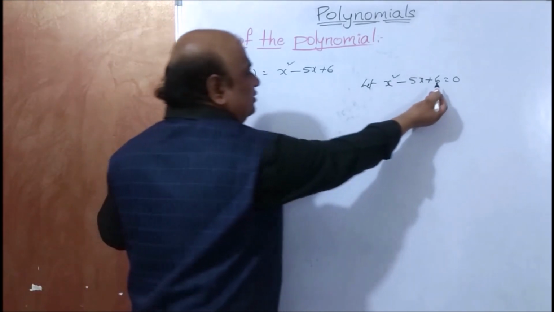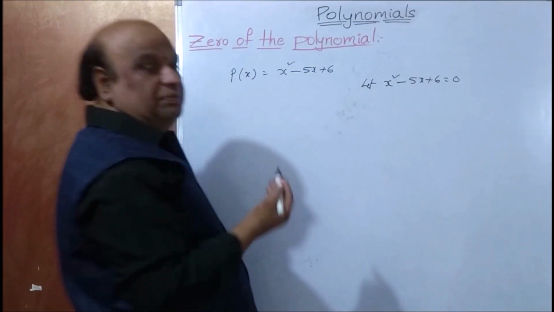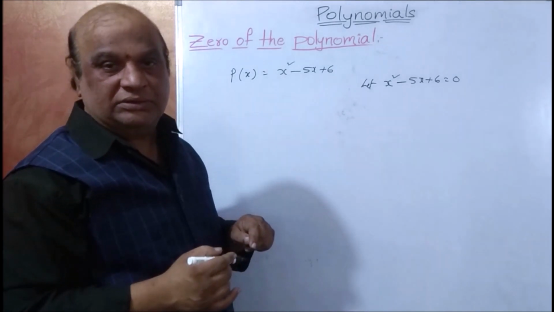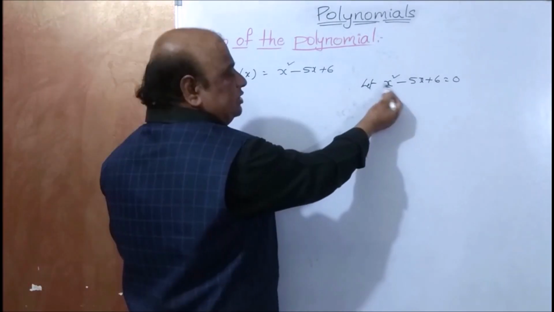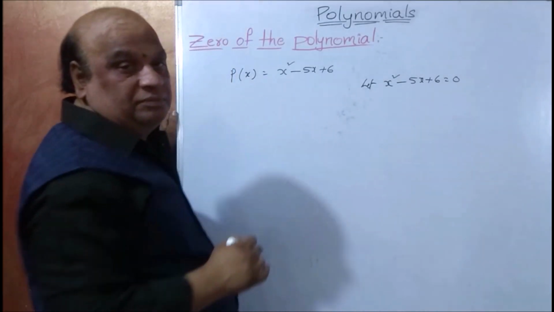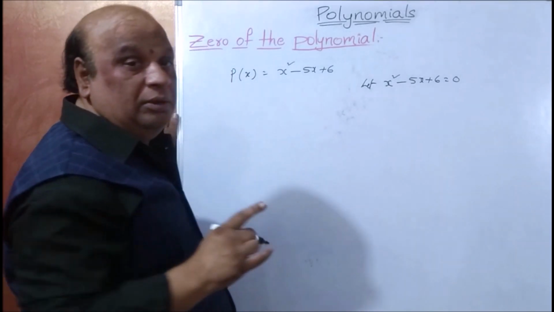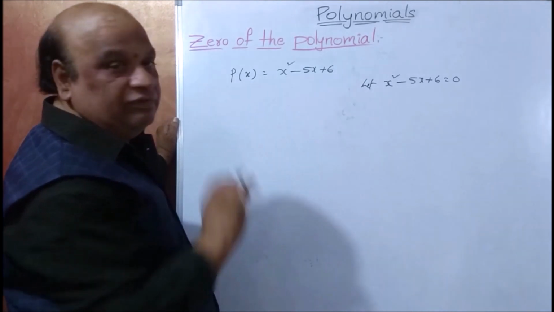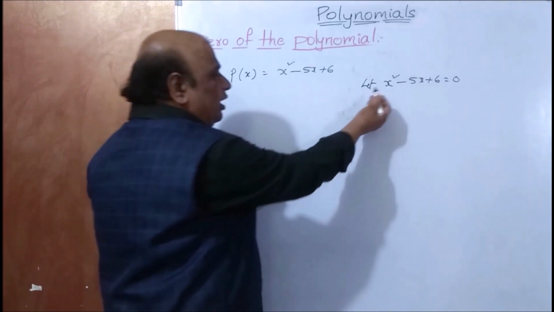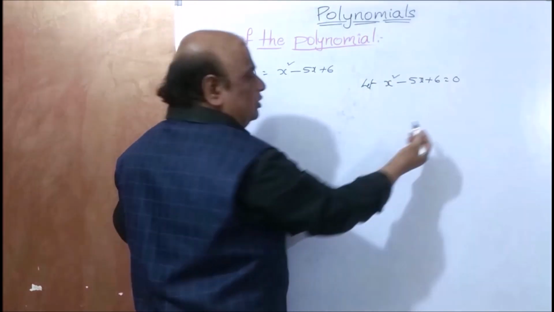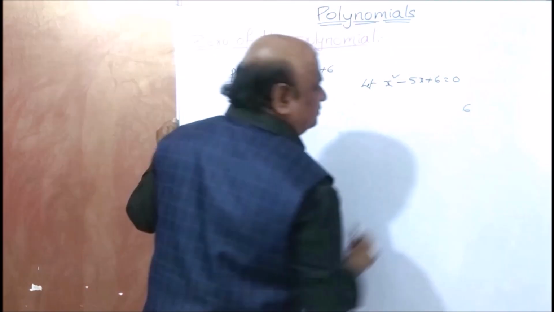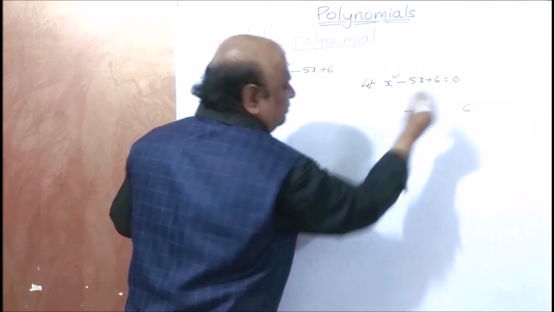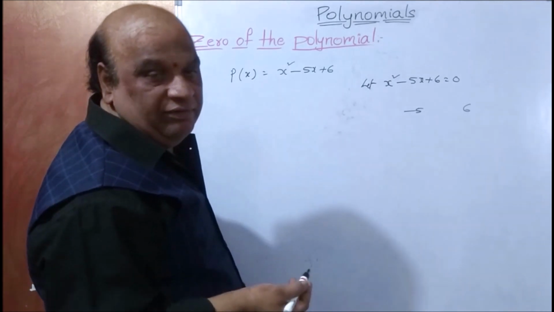6 is the constant. I will explain this factorization method. This is very important for higher classes. First, the x square coefficient is 1. This is called a monic polynomial. So actually 1 into 6, the constant is 6. The x term is minus 5. The x coefficient is minus 5.